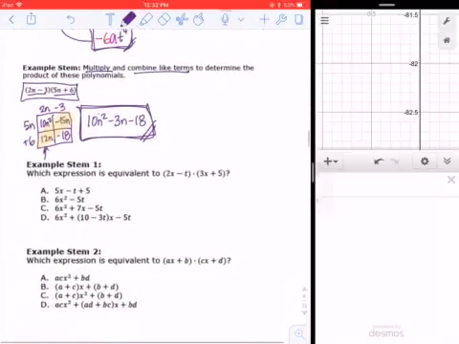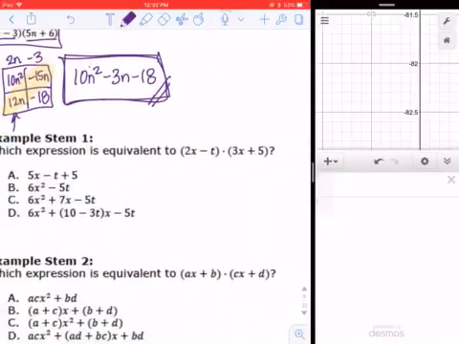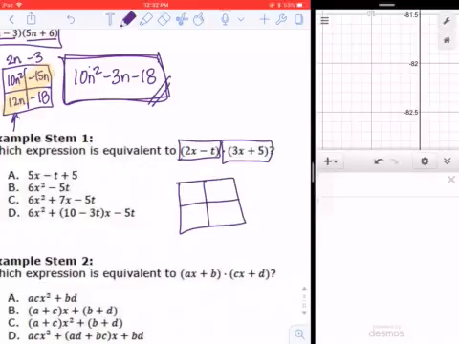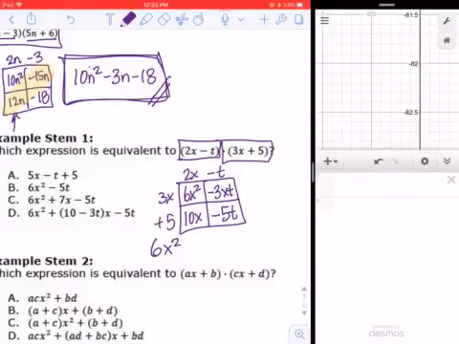Sweet. So we see a very similar problem. Which expression is equivalent to that? I see 2 things being multiplied together. I'm going to use the box here. I've got 2x minus t and 3x plus 5. 2x times 3x is 6x squared. 3x times -t is -3xt, and x and t, they're not like terms, so we can't combine them or square them. And then we have 10x, and we have -5t. So what I have here is 6x squared minus 3xt plus 10x minus 5t.